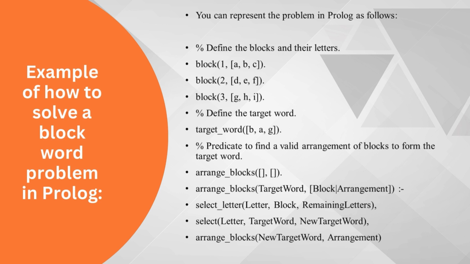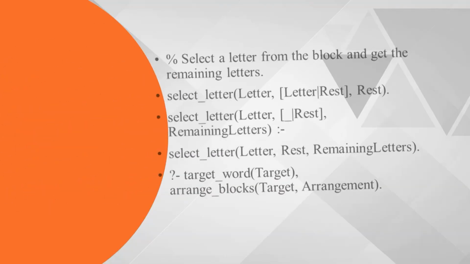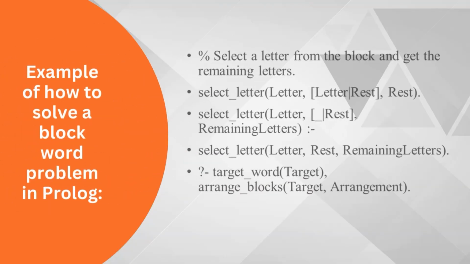Arrange block, new target word, comma, arrangement. Now select a letter from the block and get the remaining letters. Select letter, letter, comma, letter and rest, rest; select letter, letter in an empty list, then rest remaining letters, which implies select letters, letter, rest remaining letters.